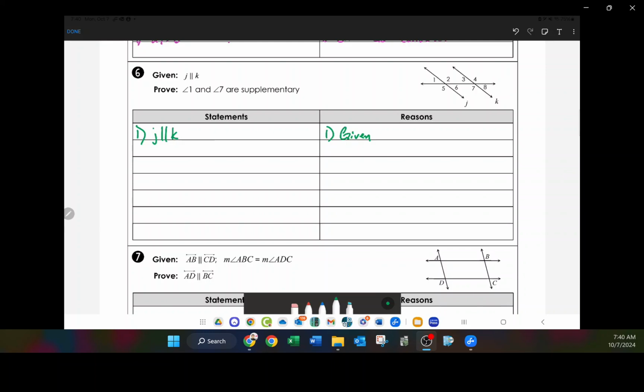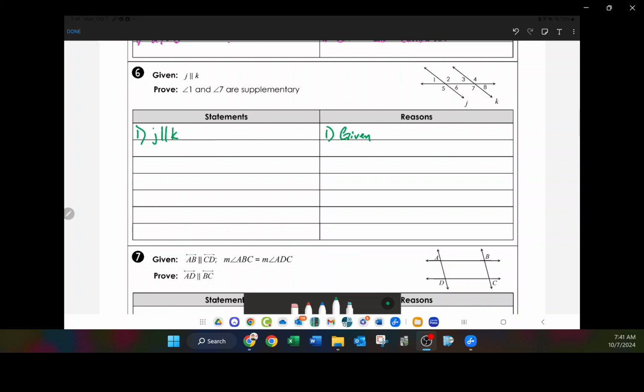Now, we do know that angle 7 is supplementary to what angle? Angle 3 and angle 6. So you could go either way. Why is angle 7 supplementary to angle 3? Because they're a linear pair. Why is angle 7 supplementary to angle 6? Same side interior angles. Either way will get you what you need. Why is angle 1 congruent to angle 3? They're corresponding. Why is angle 1 congruent to angle 6? They're vertical. And congruent angles are supplementary to the same angle. And that's really all we need.